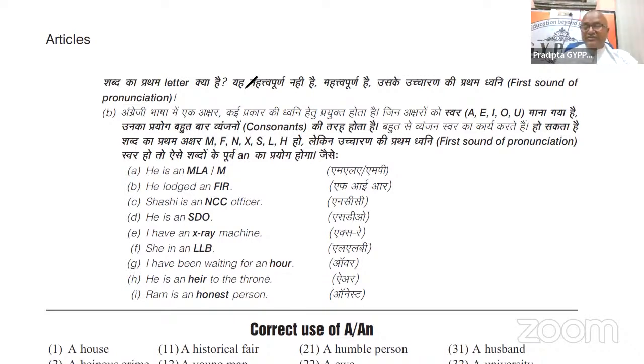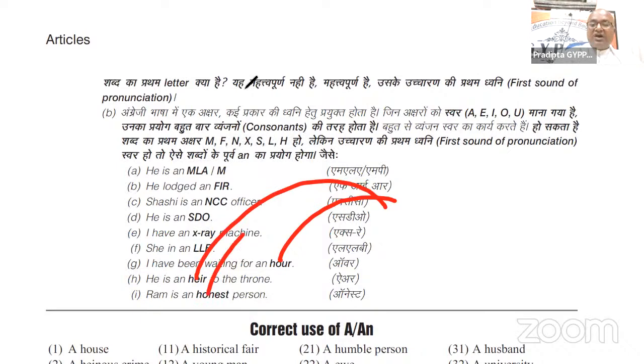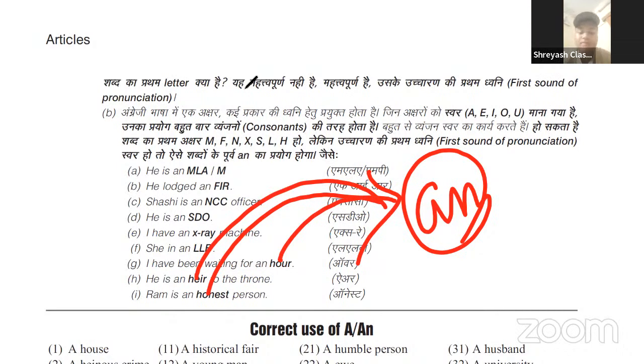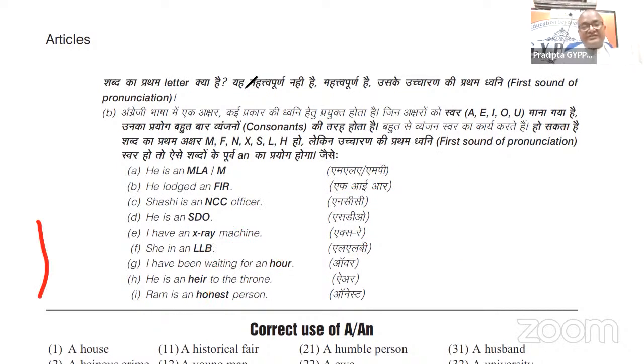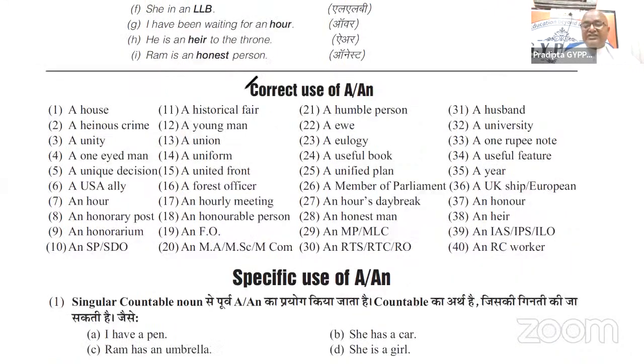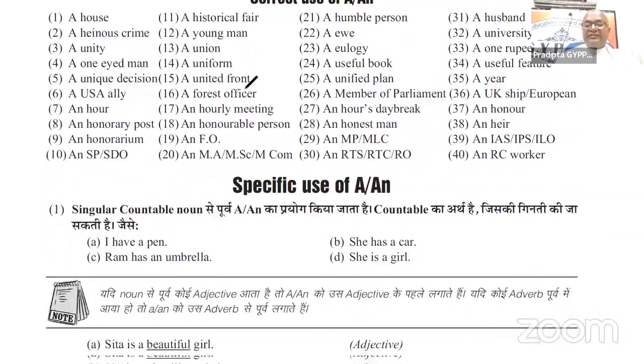I hope all of you are able to understand. Similarly, in the case of hour, we say an hour, and honest, we keep H silent, so we use an here. Everybody understands? Yes, sir. So it depends upon how you pronounce things. There is an exercise here for revision: an FO, an MA, an MSc. Just go through it once at your leisure. This PDF document is already supplied to you.